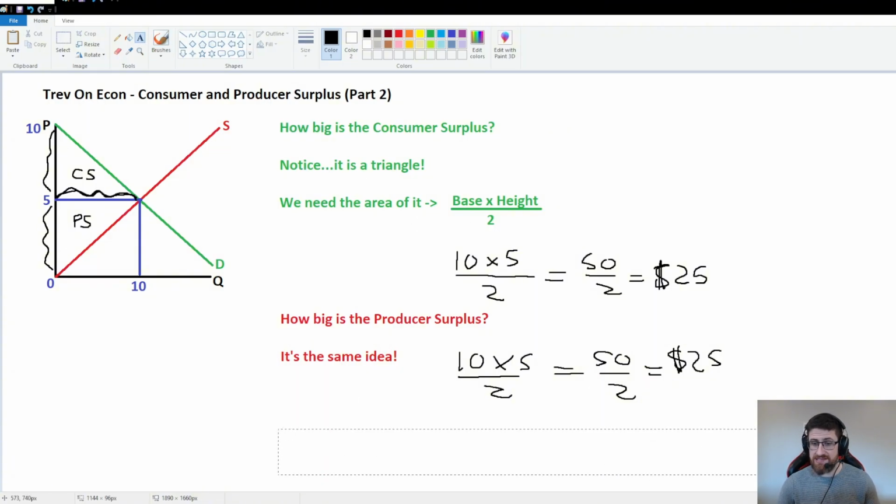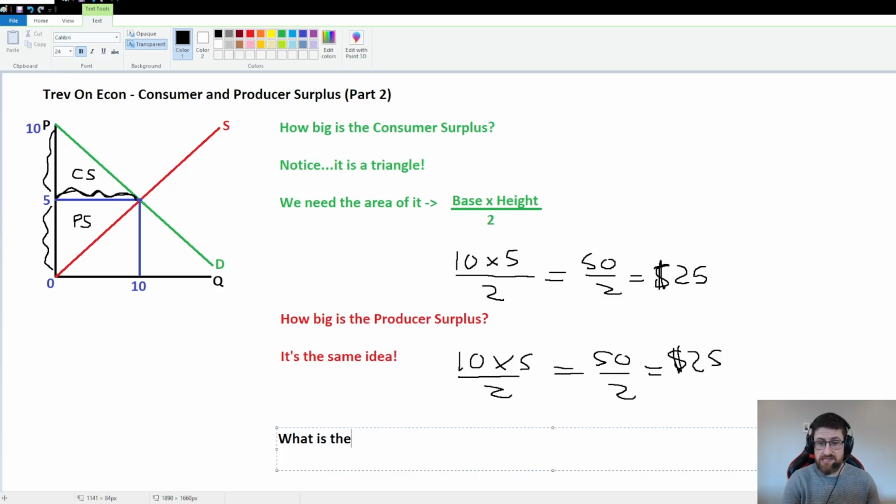Now, the final thing you might be asked is, well, what is the economic surplus? Now, this was a small topic we did near the end of the last video, but economic surplus is the sum of consumer plus producer. So we can say consumer surplus plus producer surplus equals economic surplus, which for us would be $25 plus $25 equals $50. So we have $50 of economic surplus.